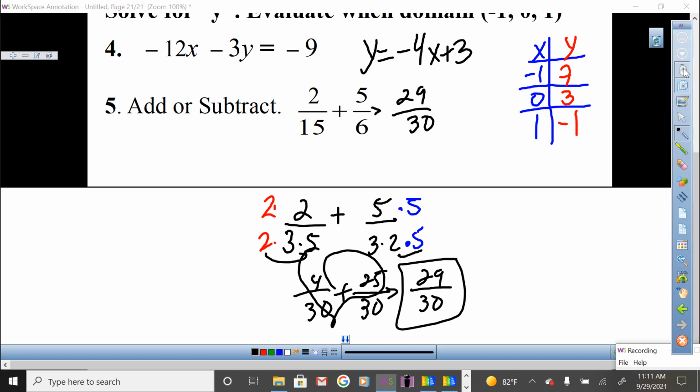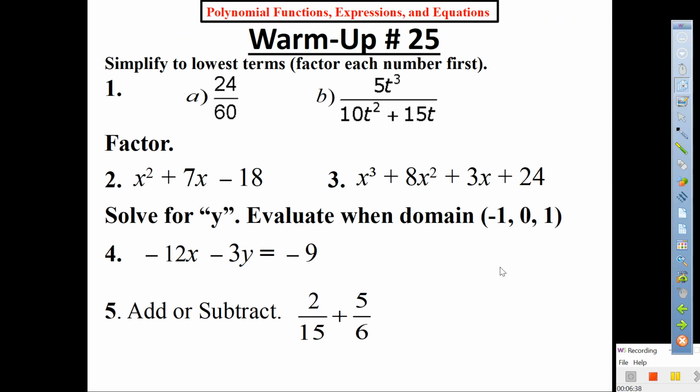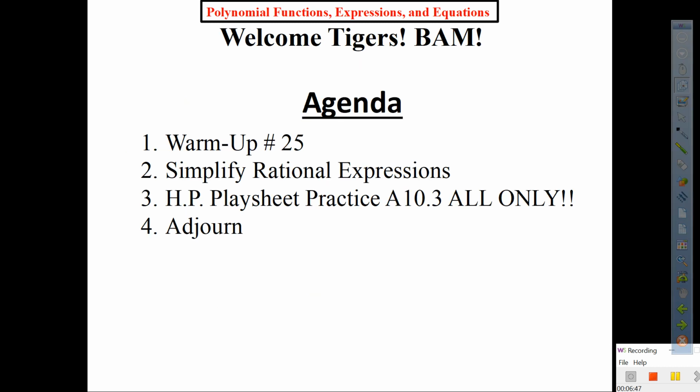Yes, Mr. Q. All right, copy the agenda for today. Agenda, warm-up number 25. Today we're moving on to simplifying rational expressions. Yeah, let's go. That sounds good, right? Sounds very welcoming instead of saying simplifying fractions with a bunch of polynomials, right? Doesn't it sound better like that?